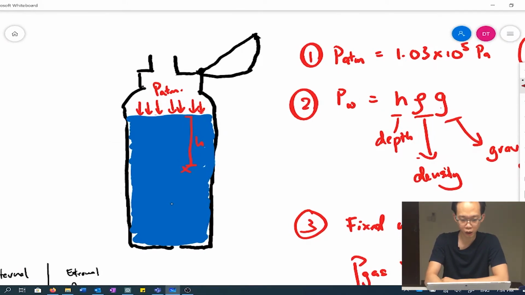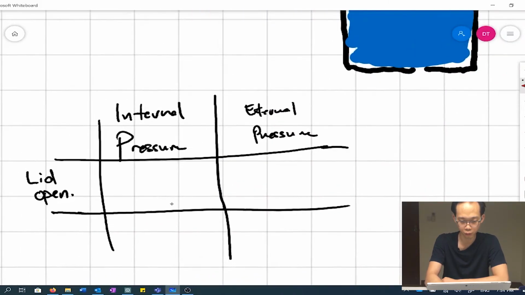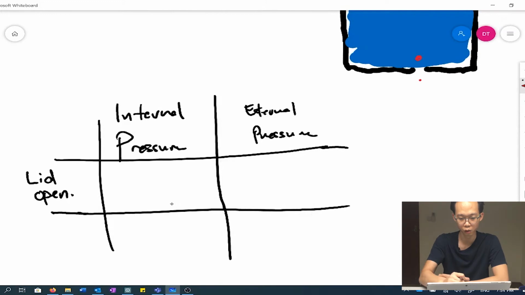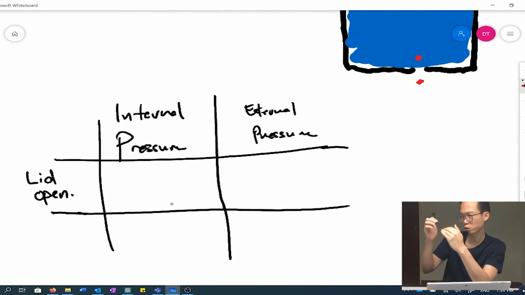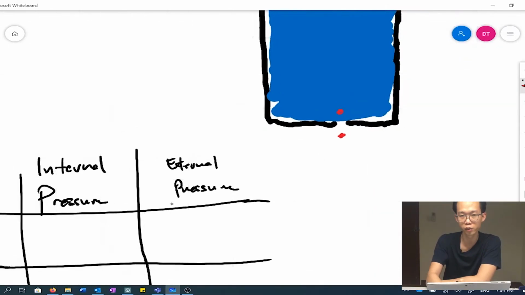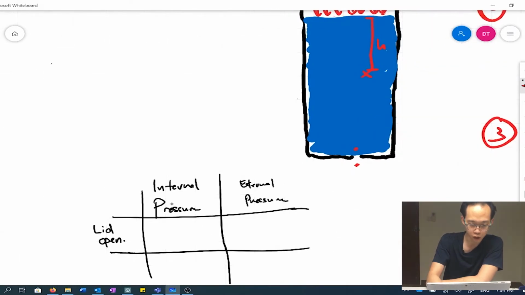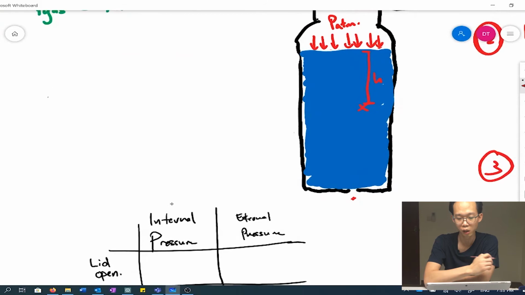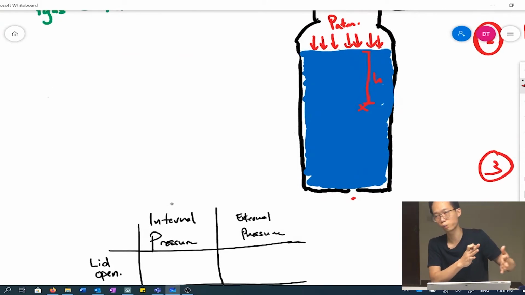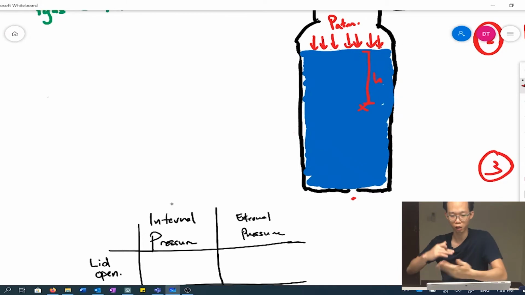So let's look at the first case, where we have the bottle with the cap open. When we are thinking about whether or not water gets pushed out of the leak, the main thing that we are concerned with is the pressure on the inside of the bottle, over here, versus the pressure on the outside of the bottle. If the pressure on the inside is greater than the pressure on the outside, then of course this pressure pushes the water out, and vice versa.